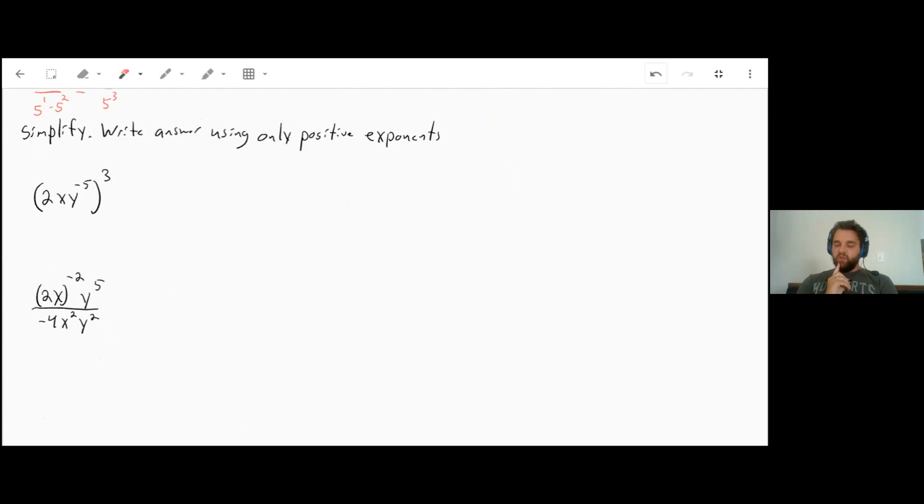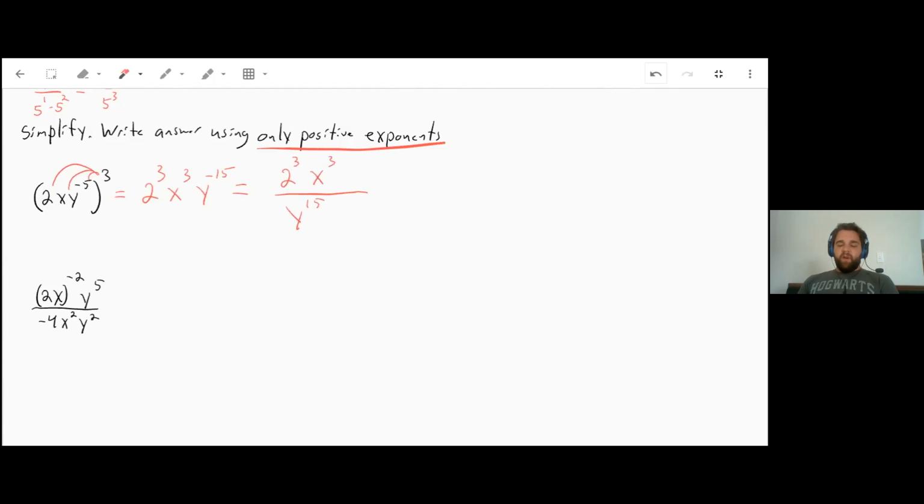So first thing I'm going to do with this first one is I will distribute that power of 3 into each part. So we'll have a 2 to the third, x to the third, y to the negative 5 times 3 will give us a negative 15. So now to get rid of that negative exponent, because the proper way to write these is only using positive exponents, we need to flip that y to the other side. So we will have, on the bottom, we'll now have the y to the positive 15th. And on the top, we'll have 2 to the third times x to the third.